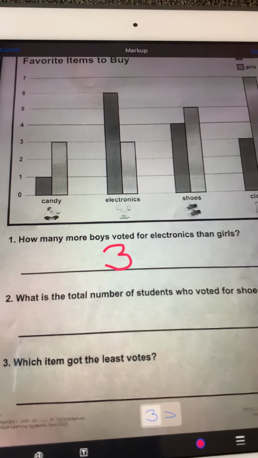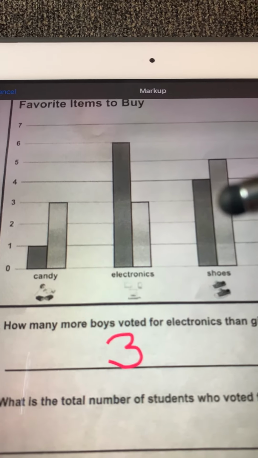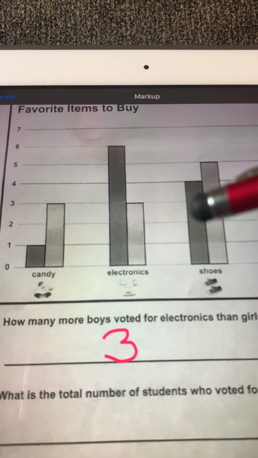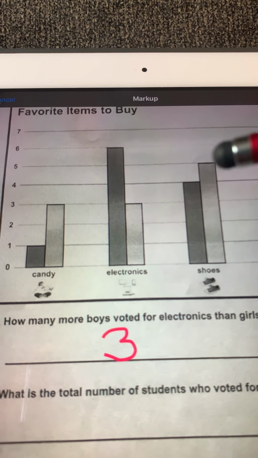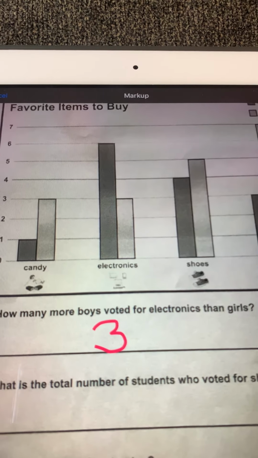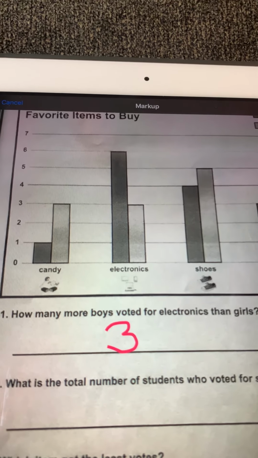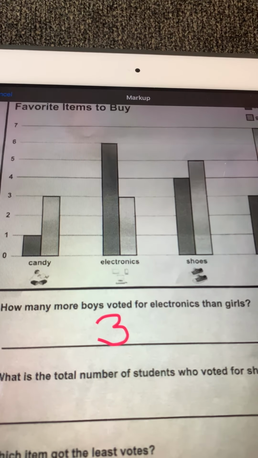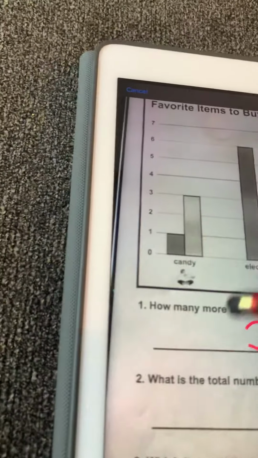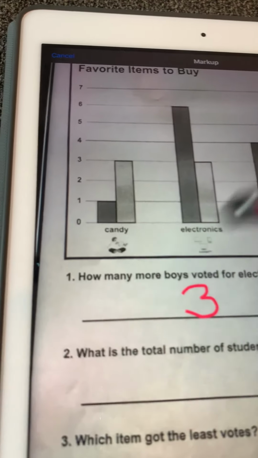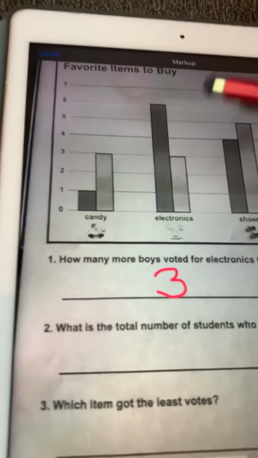What is the total number of students who voted for shoes? Okay, so the boys voted 4 and the girls voted 5. So now we have to add those 2 together. And if you want to, down here, you can do the dots, or if you just automatically know what 4 plus 5 is, that's fine. You can write your answer down.